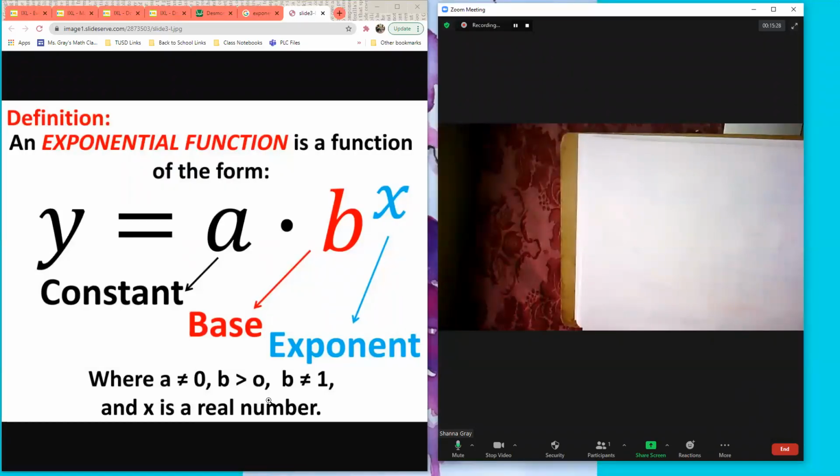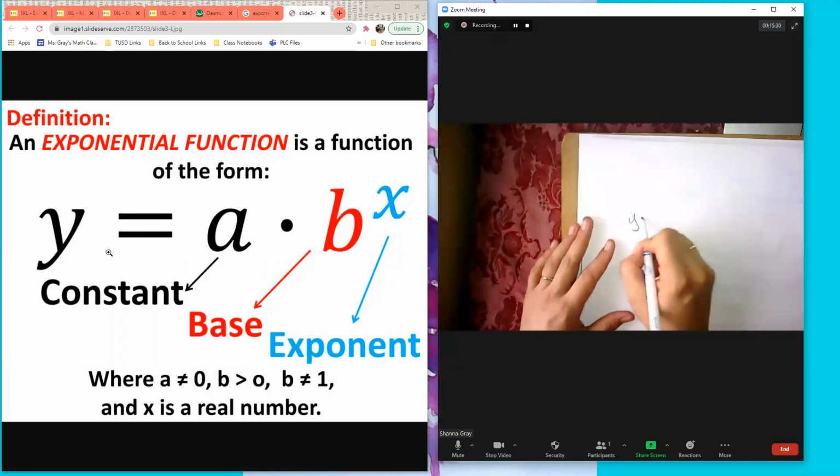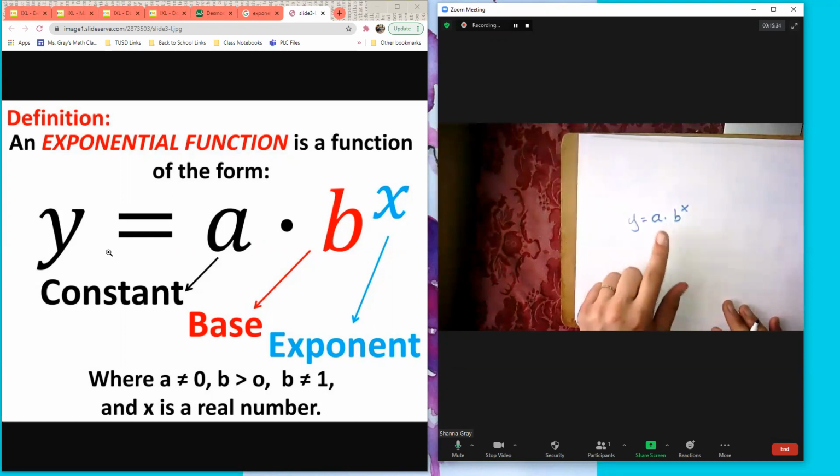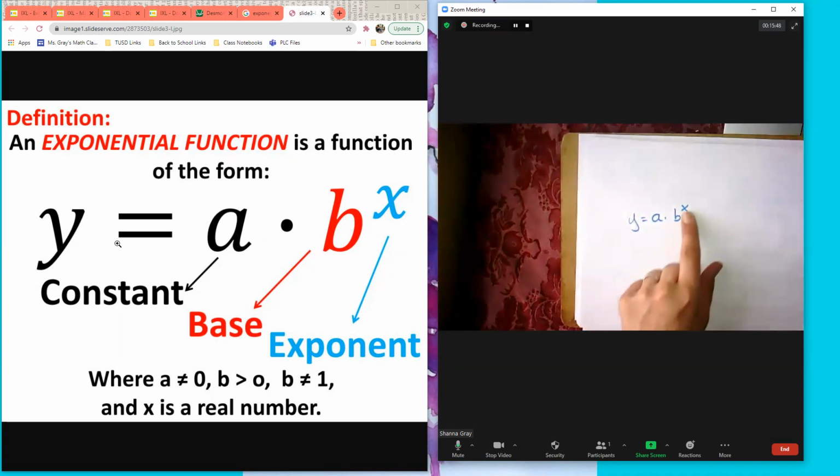Okay, so this is what I wanted to show you, but this y equals a times b to the x power is considered an exponential function, like the form for it. And so you can see that there's a few different pieces, kind of like with y equals mx plus b, how we have a few things to help us with graphs and things like that. Same kind of thing here, it's just in a different format. And so hopefully you know, obviously, that this is your exponent and your base, and then this is your constant.